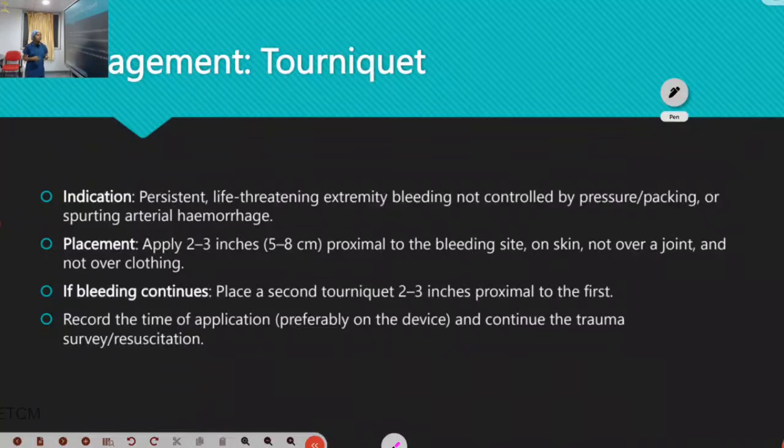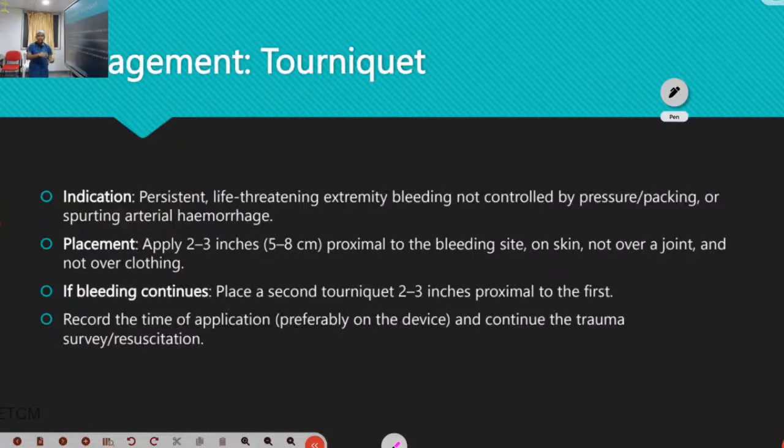Coming to the tourniquet application. The indication for tourniquet application is persistent life-threatening extremity bleeding which is not controlled by pressure or packing, or a spurting arterial hemorrhage. As for placement, if this is the wound site, we place it 2 to 3 inches, that is around 5 to 8 centimeters, proximal to the bleeding site. It should be over the skin, not on the joint and not over the clothing.